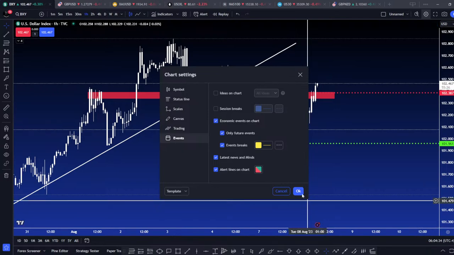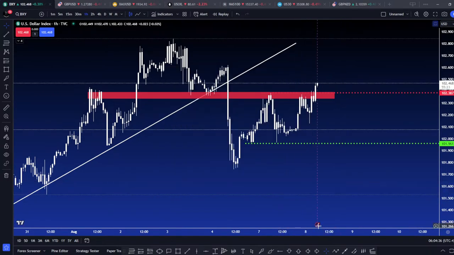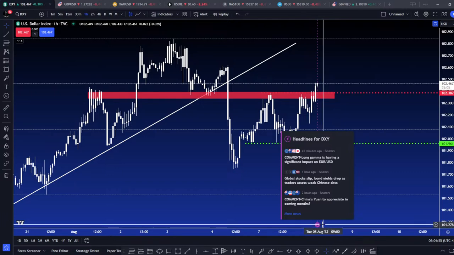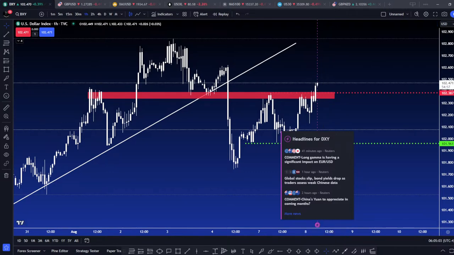Just check that box, hit OK, and now you can hover over the economic news that is coming out for the dollar. Obviously, you can do this for any pair, that way you don't have to toggle back and forth with Forex Factory to see what's coming out. It's just a quick way to stay on the chart and get all the information you need. We'll place this as a point of interest so you can review it later.